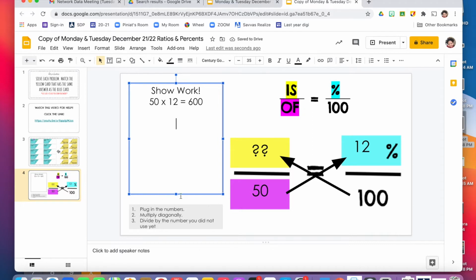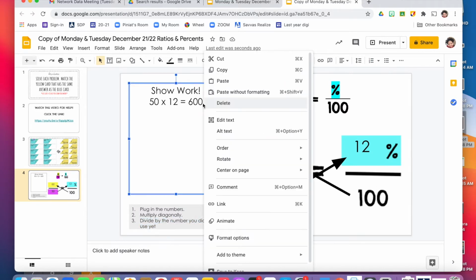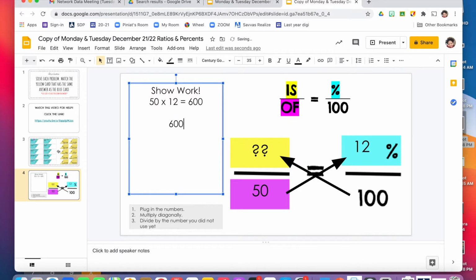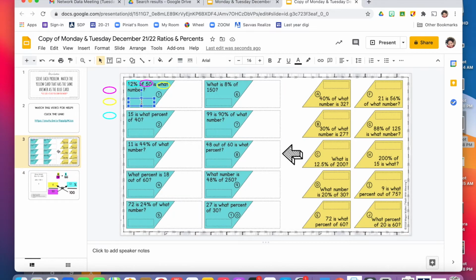Now my last step is to divide that answer by the number I did not use yet. I used the 50. I used the 12. But I did not use the 100. So I'm going to divide 600, because that was my answer, divided by 100, the number I didn't use. And that equals 6. So my question marks equal 6. So if I go back to my problem, I can actually fill in 6, because that's my answer.